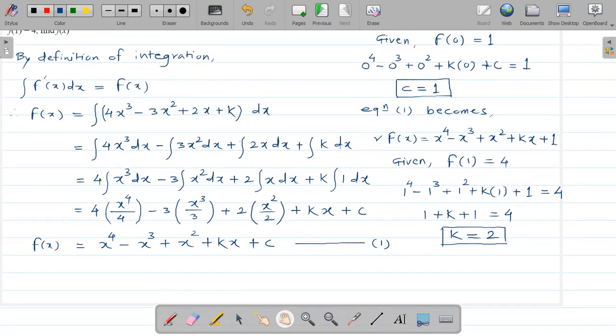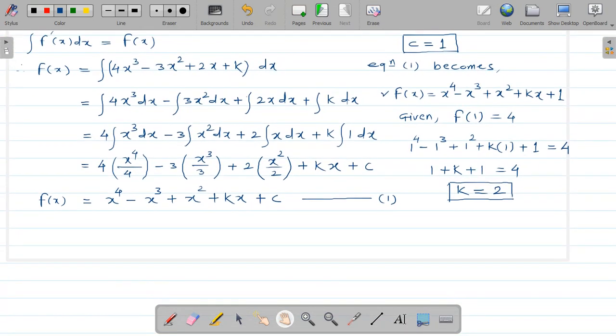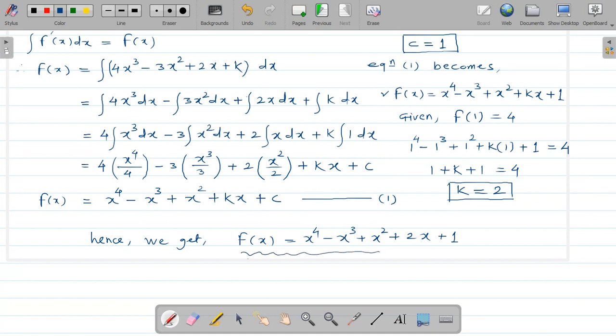Now after getting the value of k, that equation becomes, and hence we get the final answer, that is f of x is equal to x raised to 4 minus x cube plus x square plus k into x. k into x means 2 into x, plus 1. So this is the f of x.